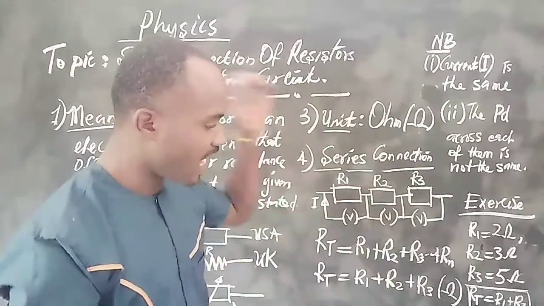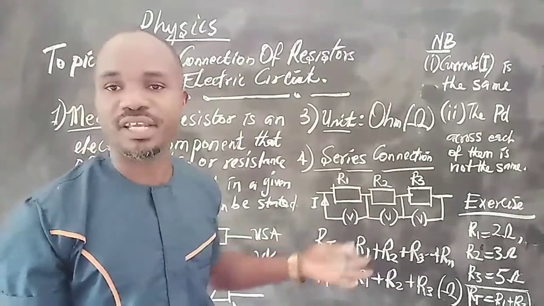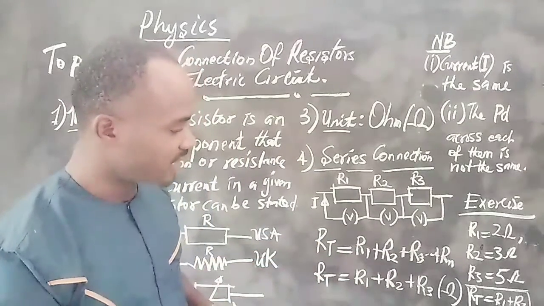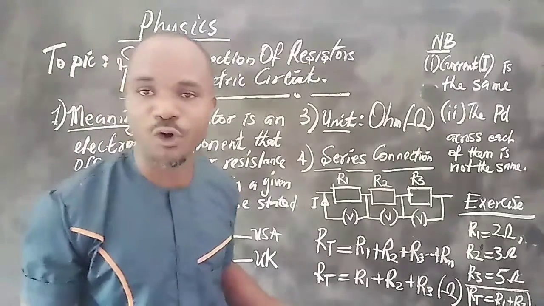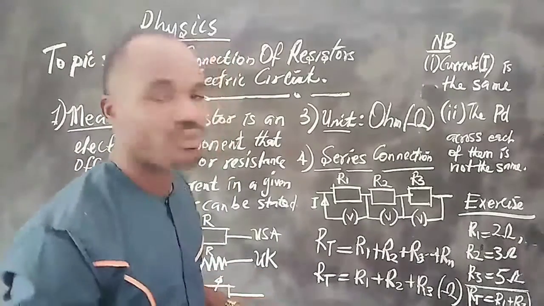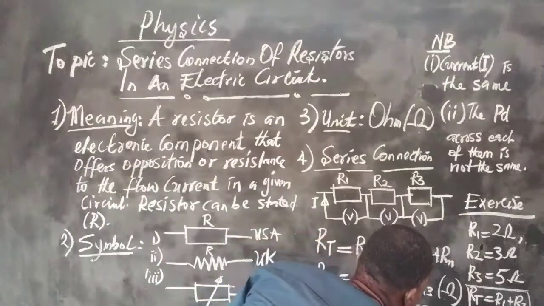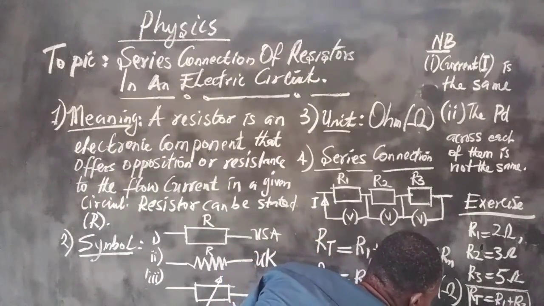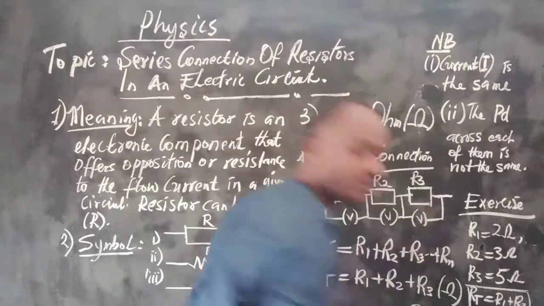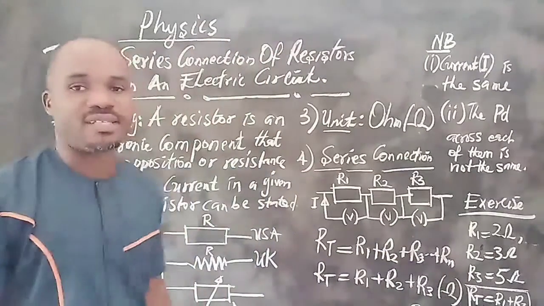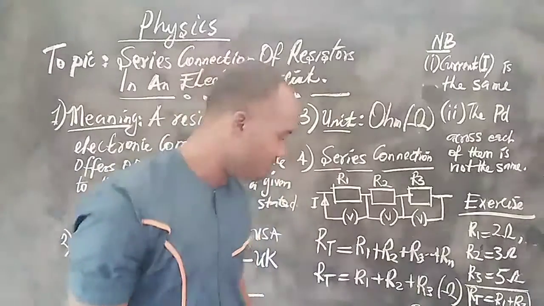By the time we add 2 plus 3 plus 5, that will give us 10 ohms. We have 10 ohms as the R_T. So R_T is equal to 10 ohms. You can see it's very, very simple.